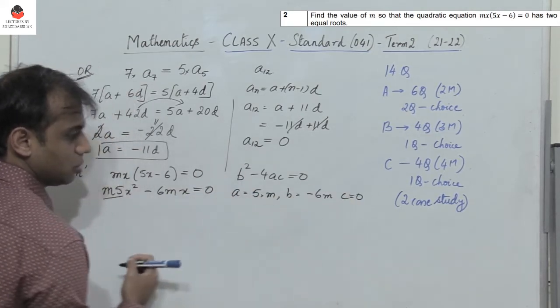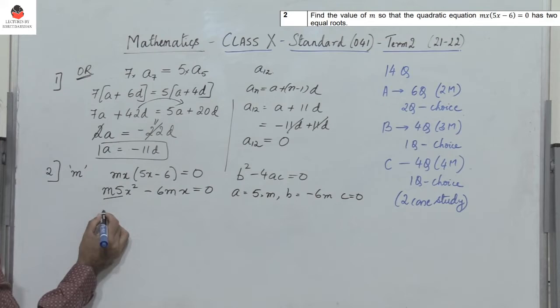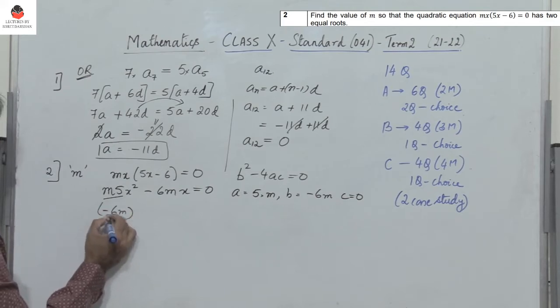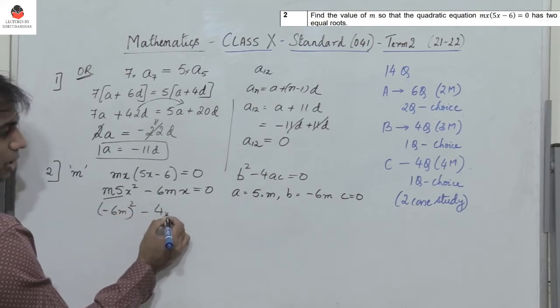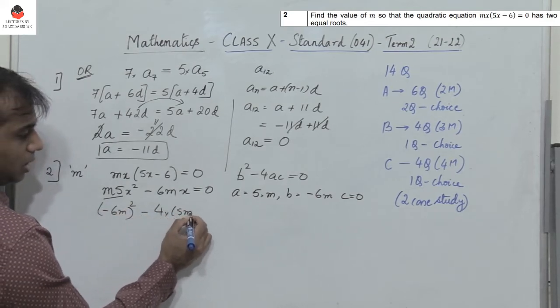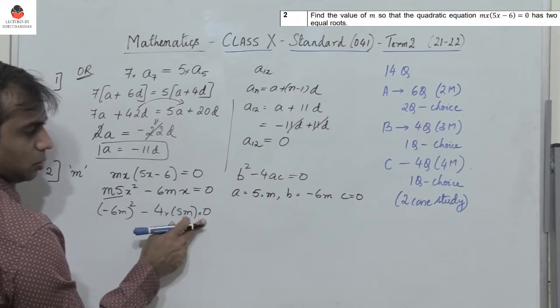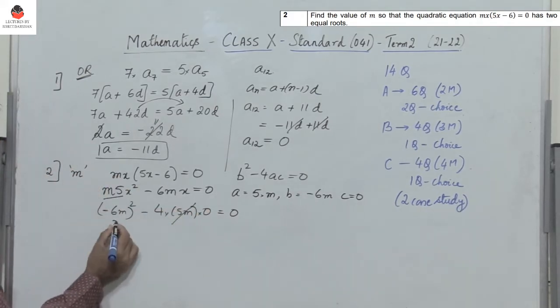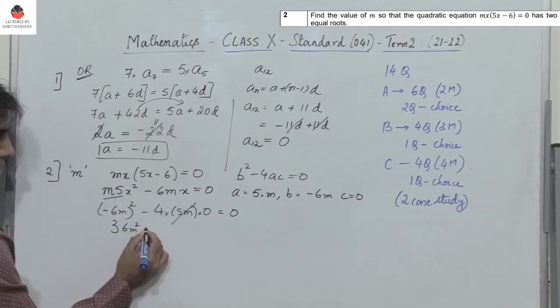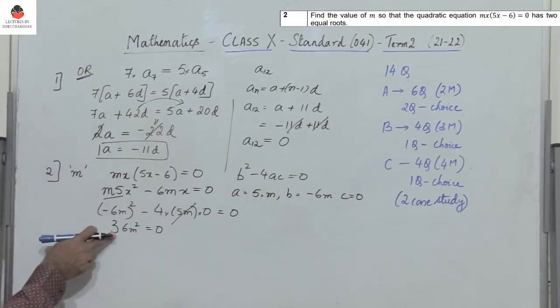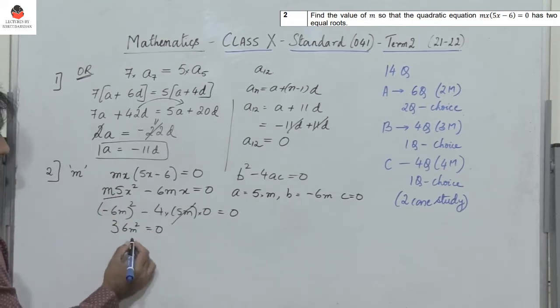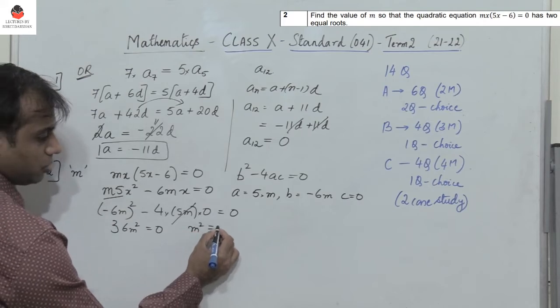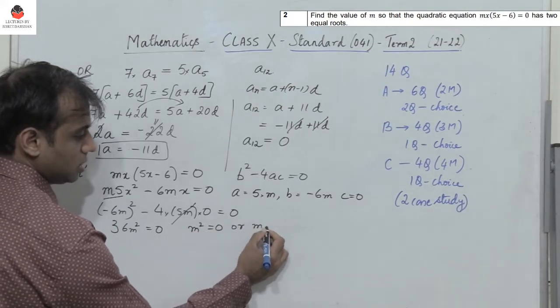So B square, which is (minus 6m) the whole square, minus 4 into A into C, which is 0, must be equal to 0. So 36m square equals 0. So if 36m square is equal to 0, then m square is equal to 0, or m is equal to 0.